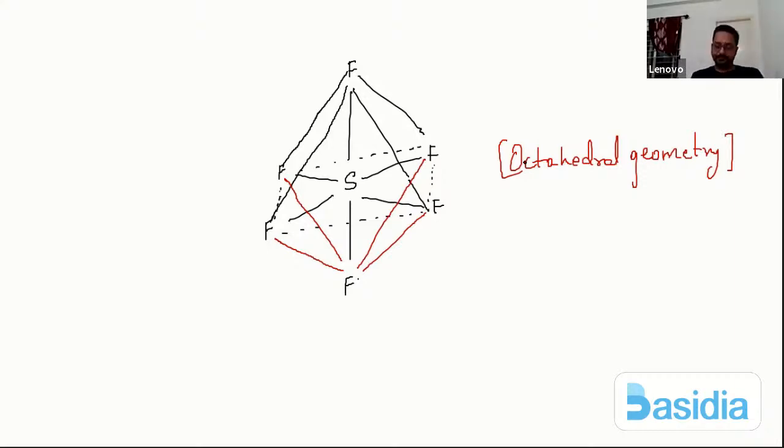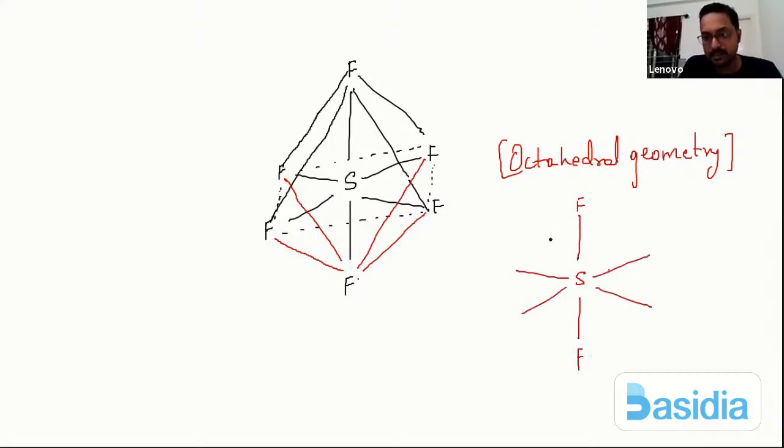Now, when you see the bond angle over here, I'm just going to write it like this. Let me say I have a sulfur, a fluorine, another fluorine, and the other structure like this. If these are my axial bonds and the other ones are the equatorial bonds, the bond angle between them is going to be 90 degrees. Correct? The bond angle is going to be 90 degrees.